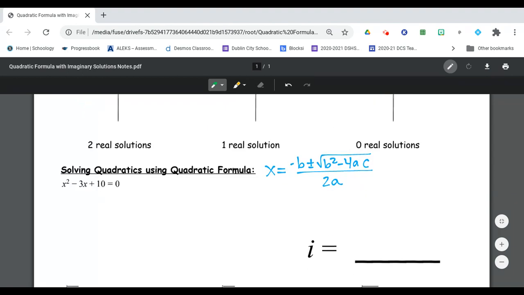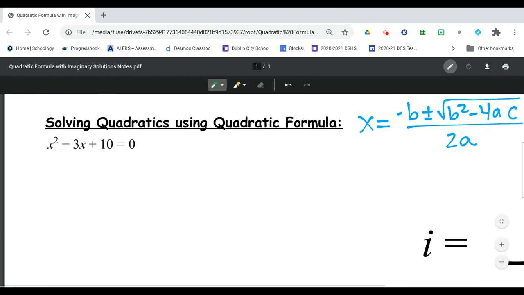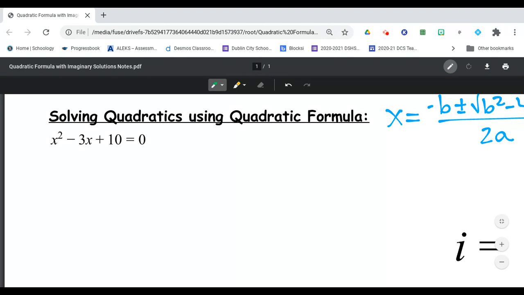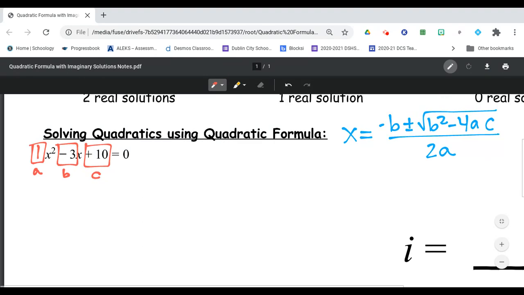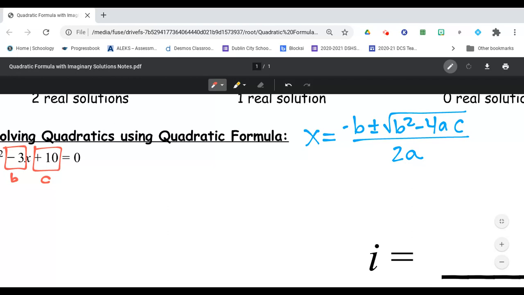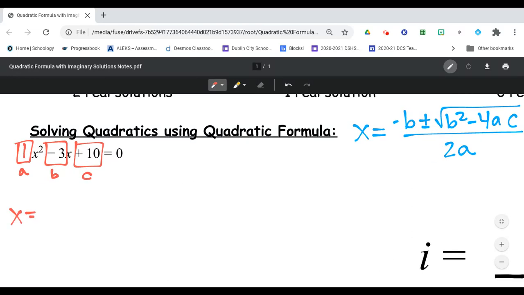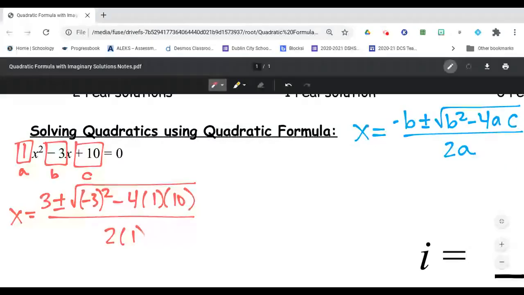So let's take a look here at this example. Remember, I'm going to identify a, b, and c to plug into my quadratic formula. So here my a would be 1, my b would be -3, and my c would be 10. And if we forget our quadratic formula, I have it written right over here. So it's going to be x equals -b, so it's going to become +3, plus or minus the square root, (-3) squared, remember I'm going to put that in parentheses because I want +9, not -9, minus 4ac, all over 2 times a.